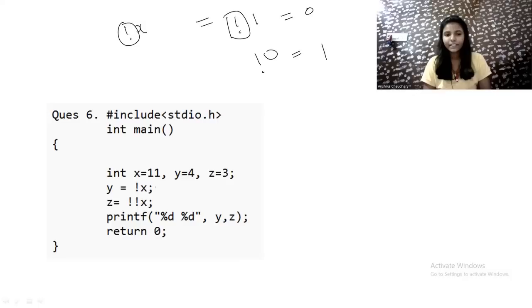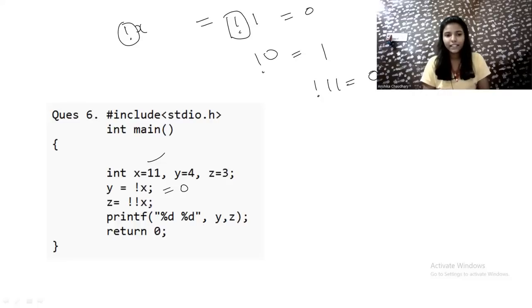So in this case, what is x? X is a non-zero value, and we are assigning not x to y. So this will give 0, as 11 is a non-zero value, and if we perform the not operation on a non-zero value, it will give 0. So it is 0. So now the value of y is assigned 0.